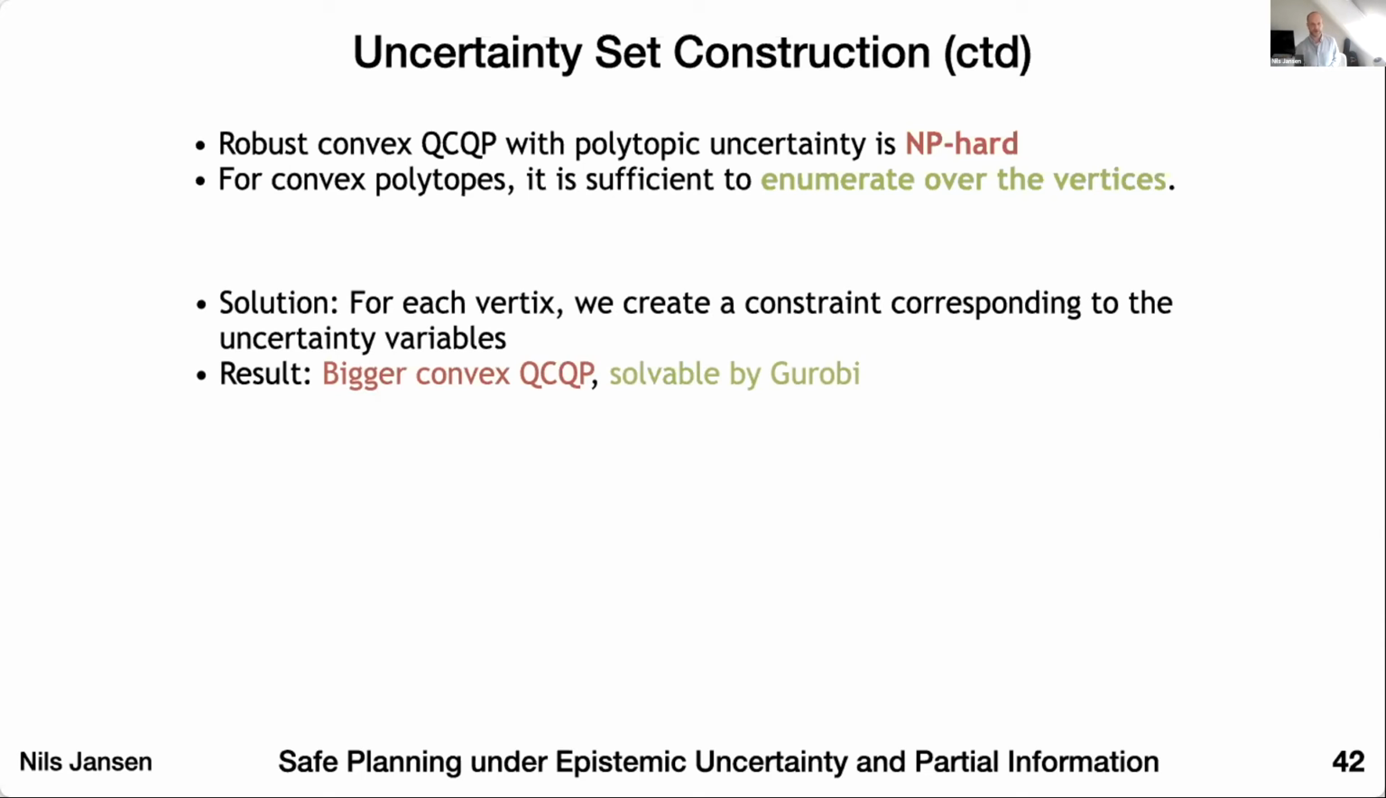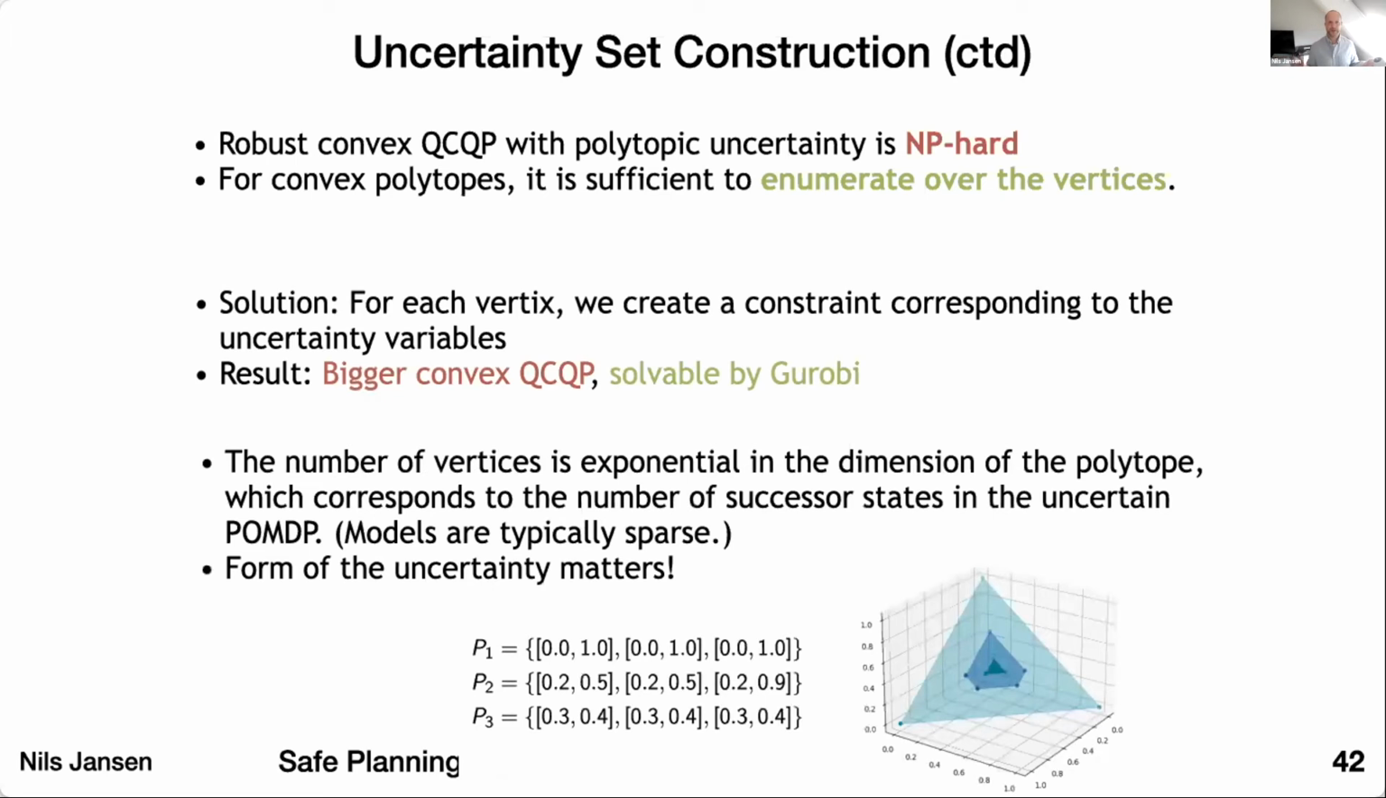So this is not linear programming, but it's convex quadratic programming. This can be solved rather efficiently by interior point methods. And what also is true here now is that the number of vertices, if we represent the uncertainty like this, is exponential in the dimension of the polytope, which in fact corresponds to the number of successive states in this uncertain POMDP. And this was a general criticism we got, that this is an exponential blowup of the problem.